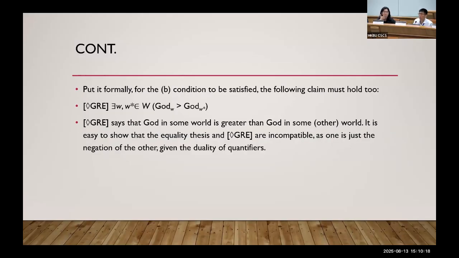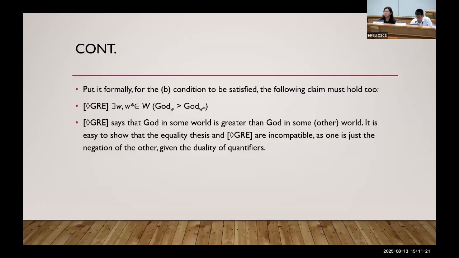Okay, so we may put this in a more formal way. For condition B to be satisfied, the following claim must hold true. I call it diamond GRE: for some worlds W and W star, God in W is better than God in W star. So it's easy to show that the equality thesis and diamond GRE are incompatible, because one is just the negation of the other, given the duality of the existential and universal quantifiers. Diamond GRE just says God in one world is better than God in another world. But the equality thesis is that God in any world is as good as God in any other world. So there's a direct contradiction between these two theses.